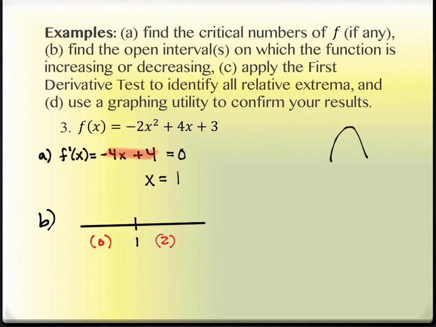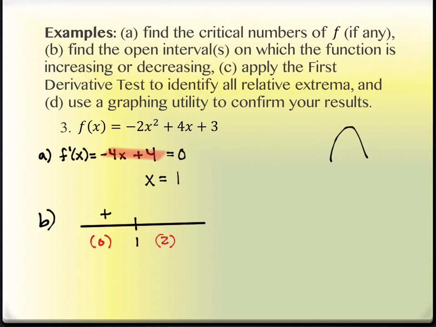So we put them into here. And what we want to know is when I put the value in for x, do I get an overall positive number, or does the answer give me a negative number? So if I put in 0, what do I get? Positive. So it's going to be increasing. We'll get there in a second.